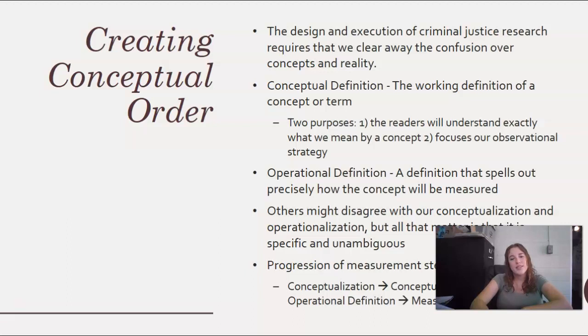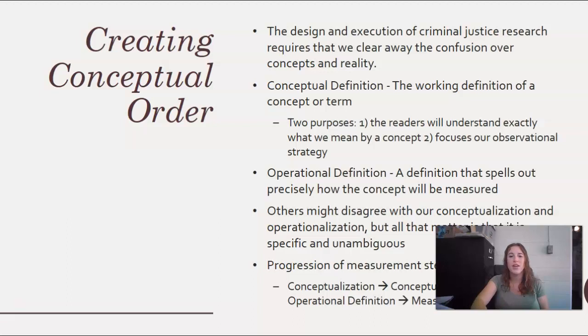How we do this is by going through conceptual order. This is the design and execution of how we take those concepts and make them specific, concrete things that we can measure. Scientists distinguish three kinds of definitions: real definitions, conceptual definitions, and operational definitions. A real definition is the inherently subjective definition that comes from our preconceived notions, our biases, and our experiences about a concept. Those real definitions don't work for science.